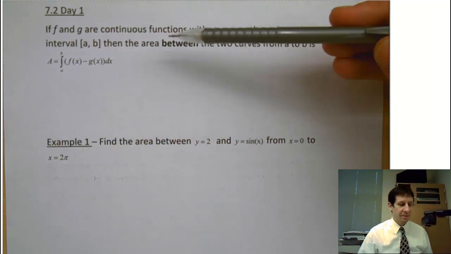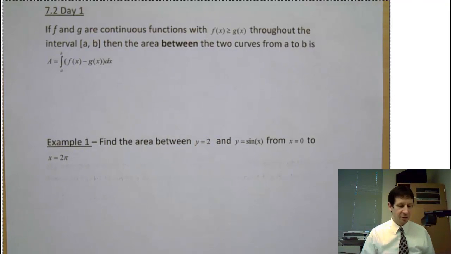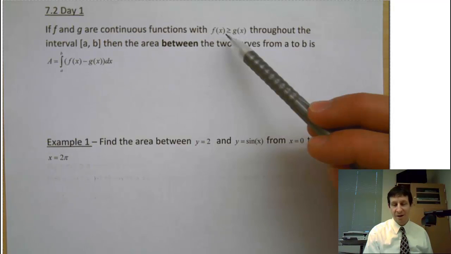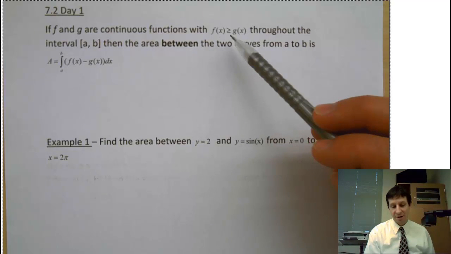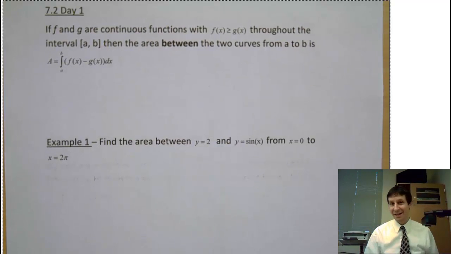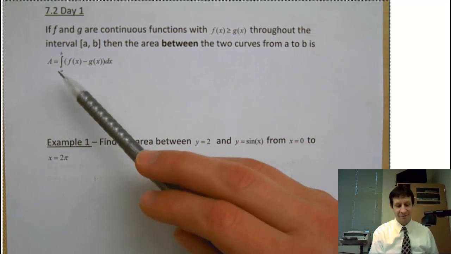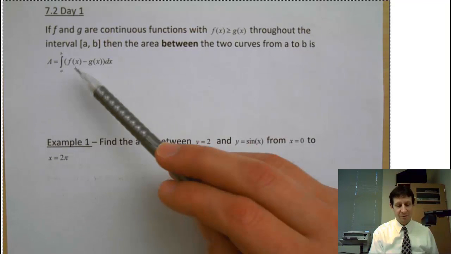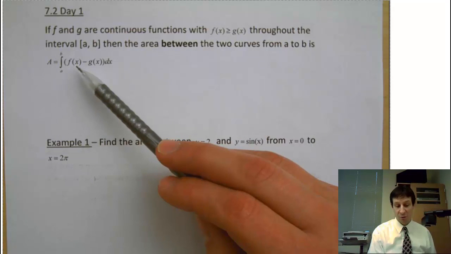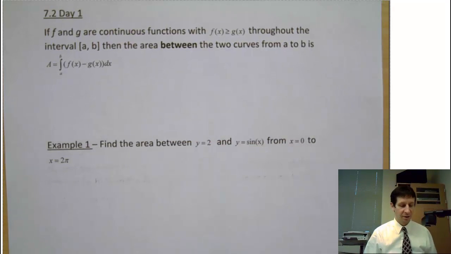What this says on the paper here is that if we have two different functions f and g that are continuous functions, and the key to this is if we know that one of the functions is up above the other one the entire time, so larger than, in this case f, throughout our entire interval, then it's really easy to calculate the area in between those two curves. It's just a definite integral from a to b, and then we just take our two functions, the one on top, the larger one first, minus the lower one.